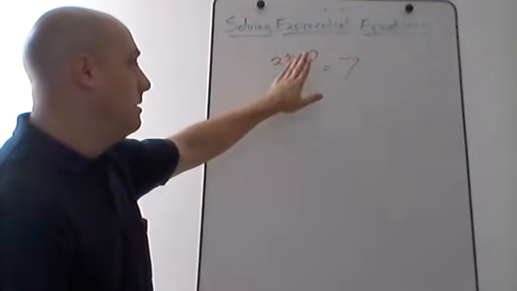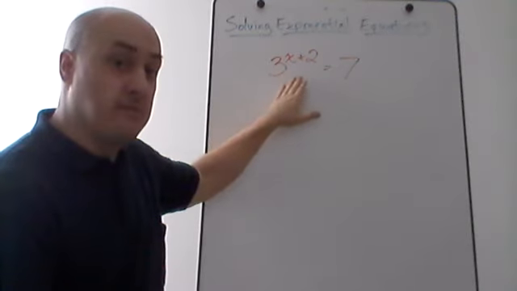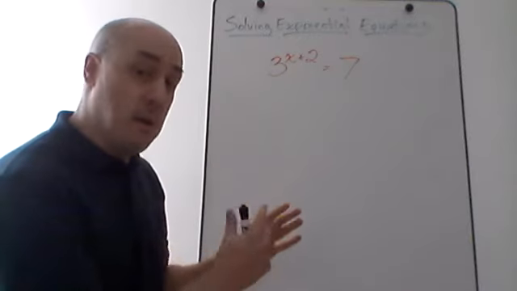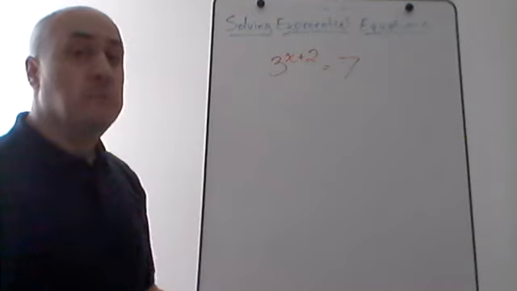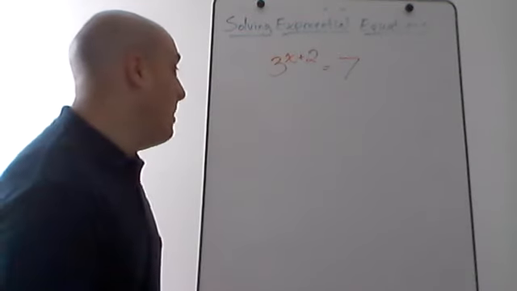Right? So step 1, it's already isolated, the 3 to the power, the exponent. I can't break apart that exponent at all. So step number 1 is done. Step number 2, I take a logarithm on both sides of the equation.